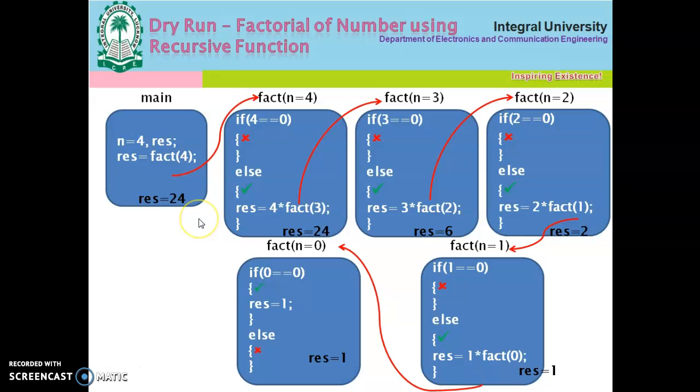So we see finally that the factorial of 4 has been calculated with this method of recursion. Recursion can be used as a tool for fast calculations in your day-to-day programming life. So this brings us to the end of this lecture.